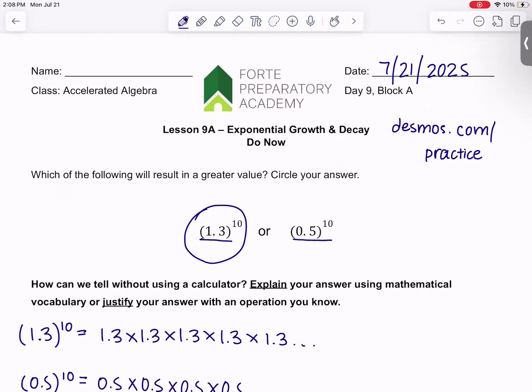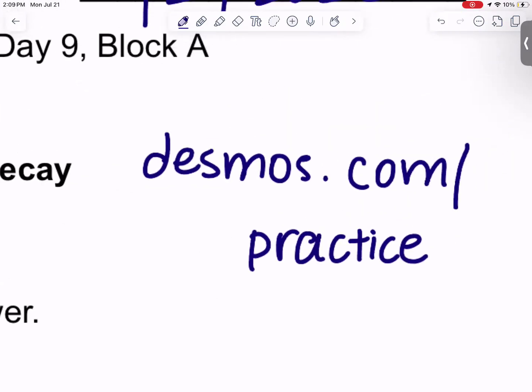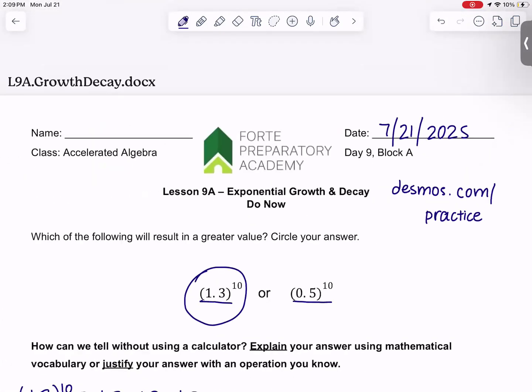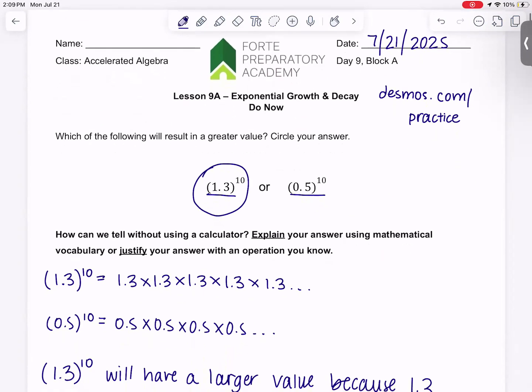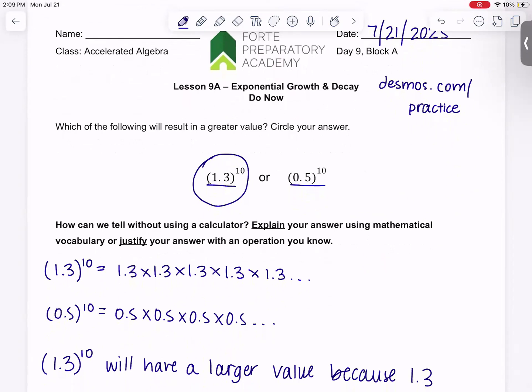Today is the 21st. This video will walk you through the first lesson, lesson 9A, which covers the topic from Thursday, exponential functions. Today we're going to talk about exponential growth versus decay, because last week we graphed both types of functions. So please make sure you have Desmos open, desmos.com/practice, and be prepared to pause this video whenever you need to write notes or change your answers if you've already completed the packet.